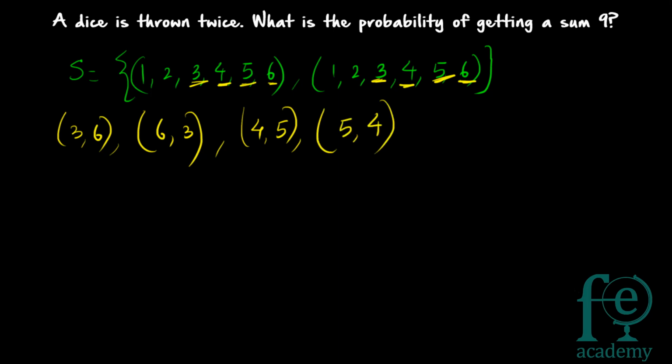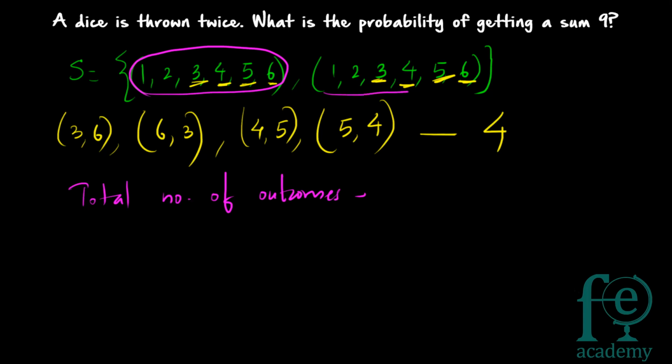So how many favorable outcomes are there? There are 4 favorable outcomes. And what is the total number of outcomes? The total number of outcomes will be equal to 6 into 6, or there are 6 outcomes in the first row and again 6 outcomes in the second row. So 6 into 6, 36 will be the total number of outcomes.